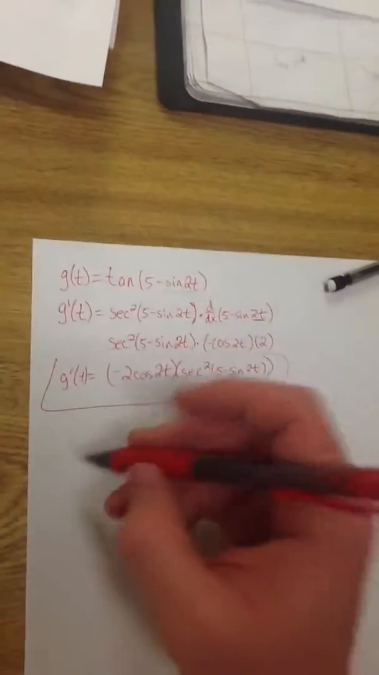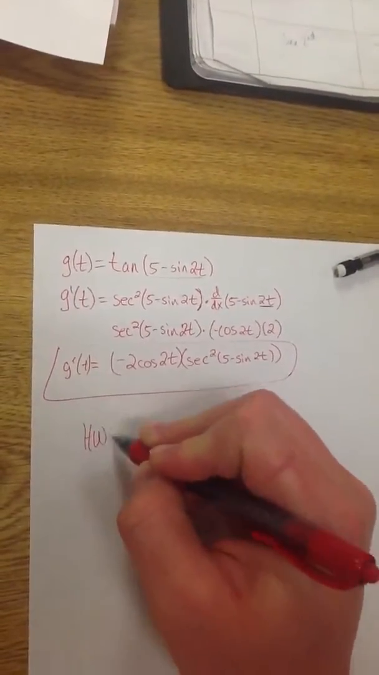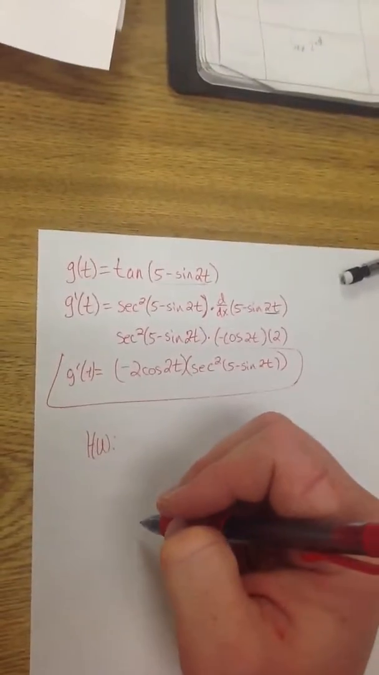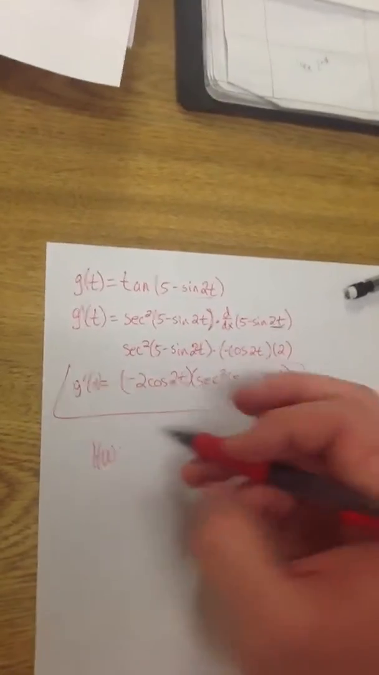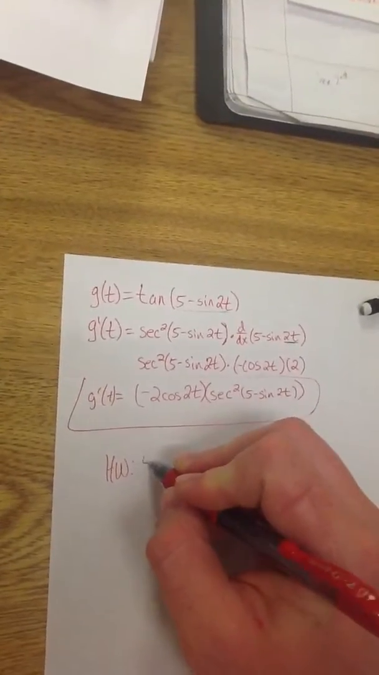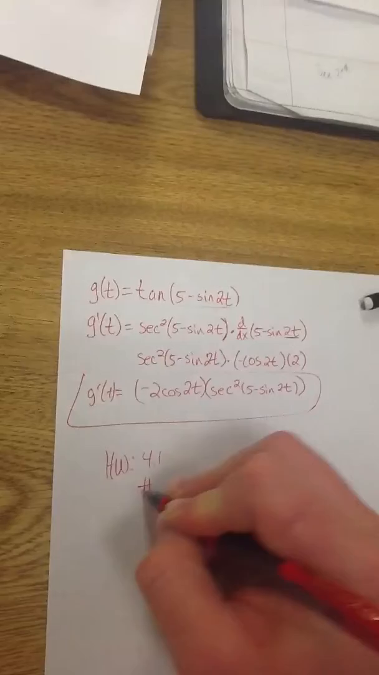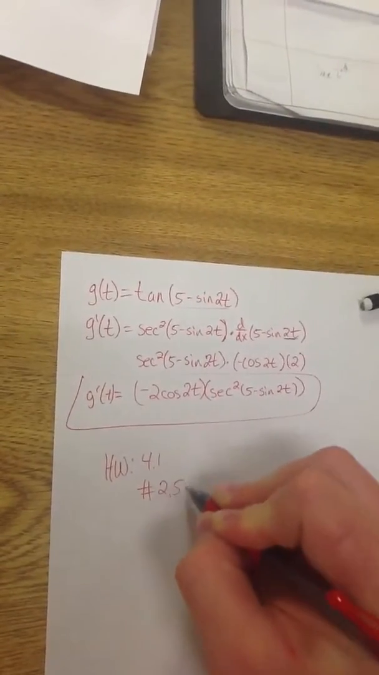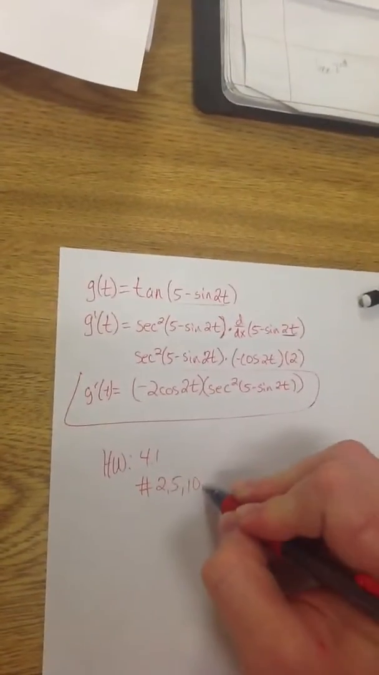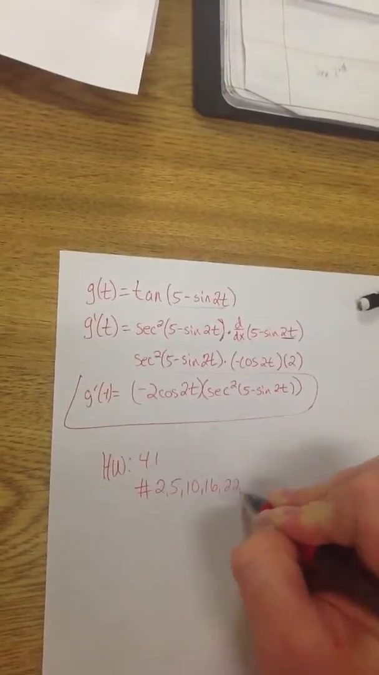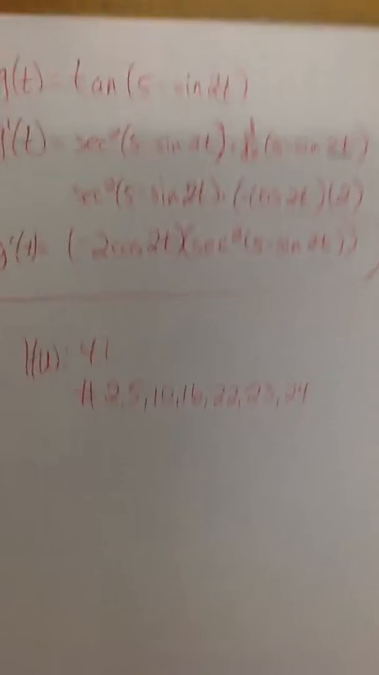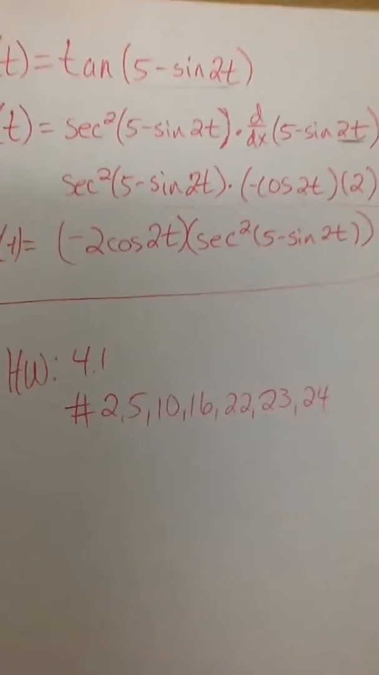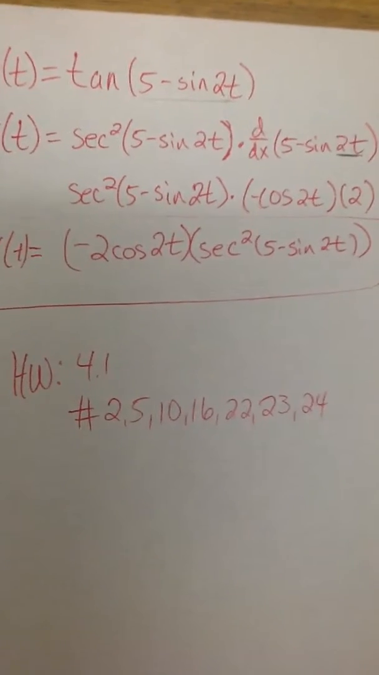I think your homework ones, most of them are a little easier. I gave you a couple hard ones, but that's it. So here it is. 4.1, even a couple odds in there. So it's 2, 5, 10, 16, 22, 23, 24.